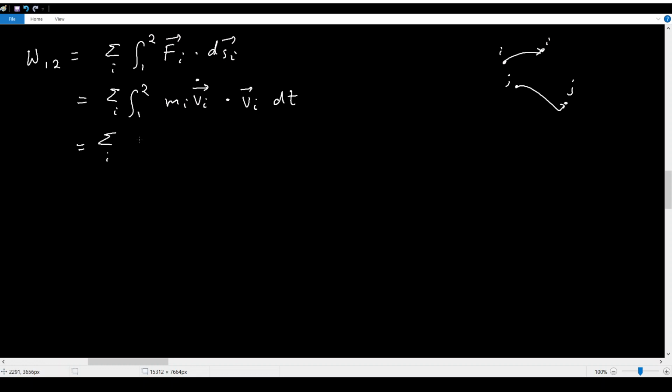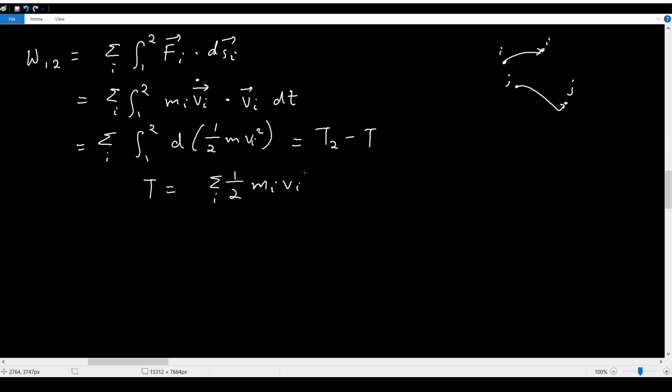So I'm not going to redo the simple mathematics that we did before. This becomes half m vi squared. So differential here. So these are the same steps that we did before, and this becomes T2 minus T1, where T is now the sum over the individual kinetic energies. So this is the kinetic energy of the entire system.